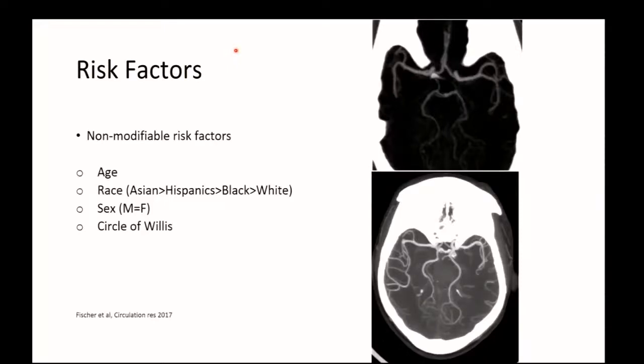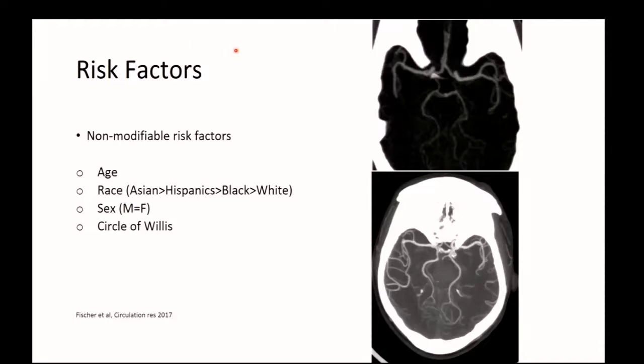Risk factors: we have non-modifiable risk factors, age, and as we saw, the older we get, the more likely we have ICAD. Race: it is more common in Asian, then Hispanics, then Black, then white. It's like the exact opposite of extracranial disease. You can go the exact opposite for extracranial and you'll be right. It seems equal in males and females.